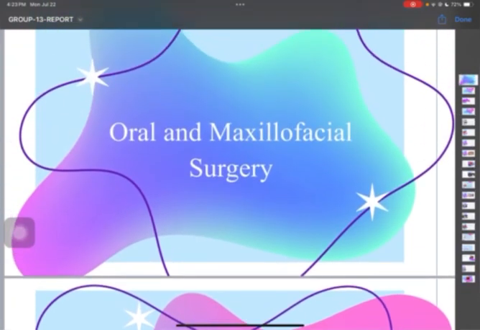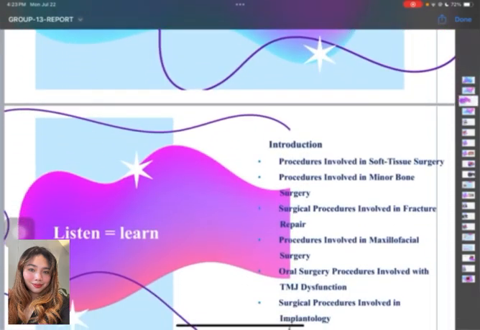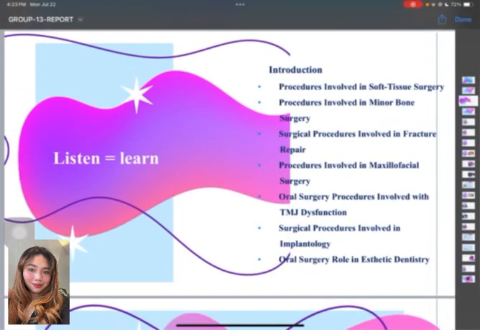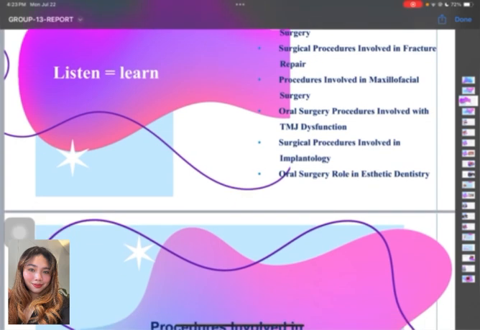So, our topic would be oral and maxillofacial surgery. Our topic is composed of 7 branches. The first one would be procedures involved in soft tissue surgery. Second, procedures involved in minor bone surgery. The third, surgical procedures involved in fracture repair. And the fourth, procedures involved in maxillofacial surgery. Fifth, oral surgery procedures involved with TMJ dysfunction. The sixth, surgical procedures involved in implantology. The seventh, or the last one, would be oral surgery's role in aesthetic dentistry.